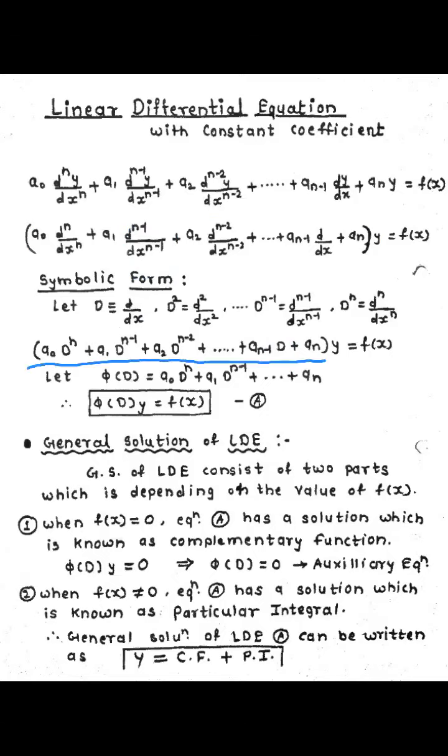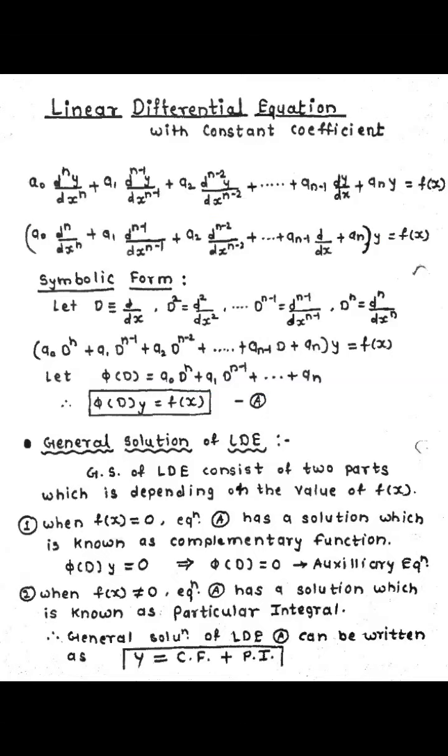For the whole bracket term, except the y term, we denote it by phi of D. Phi of D is a function of D. It is a polynomial, nth order polynomial in terms of D. So phi of D just denotes this nth order polynomial in terms of D. So we obtain a simple form of LDE: phi of D into y is equal to f of x. So this is the general form of linear differential equation.